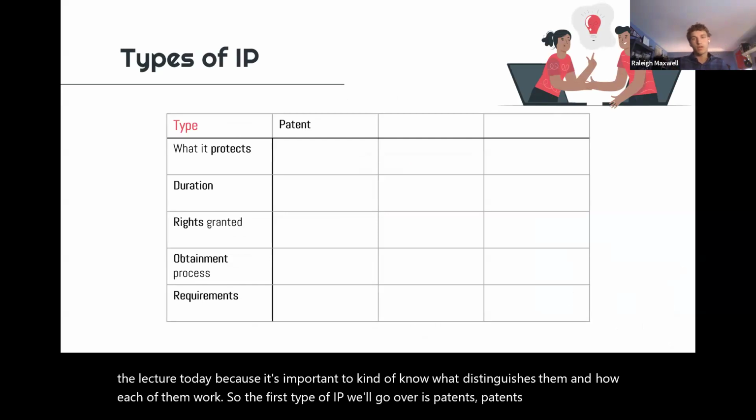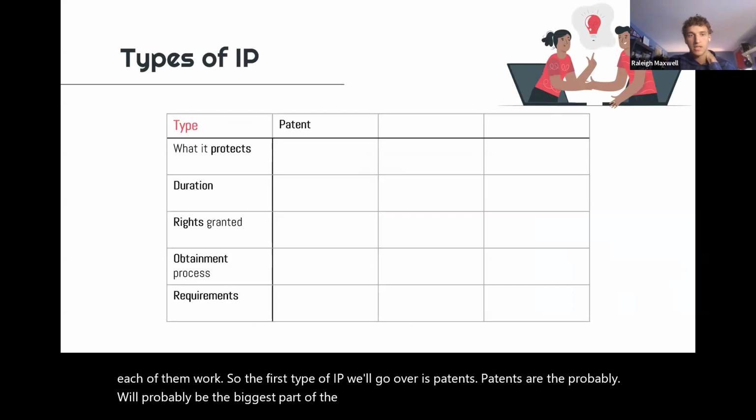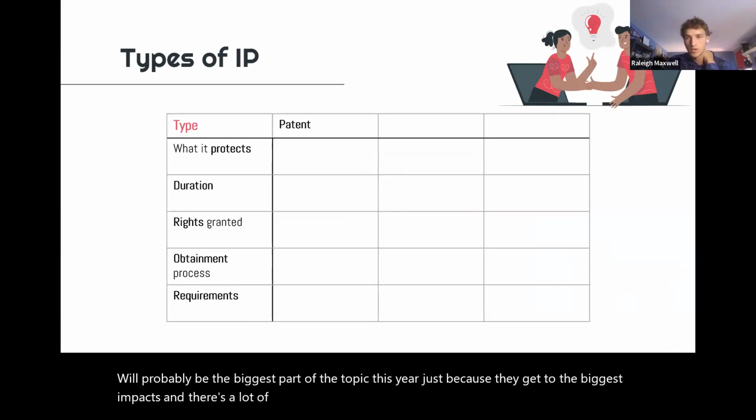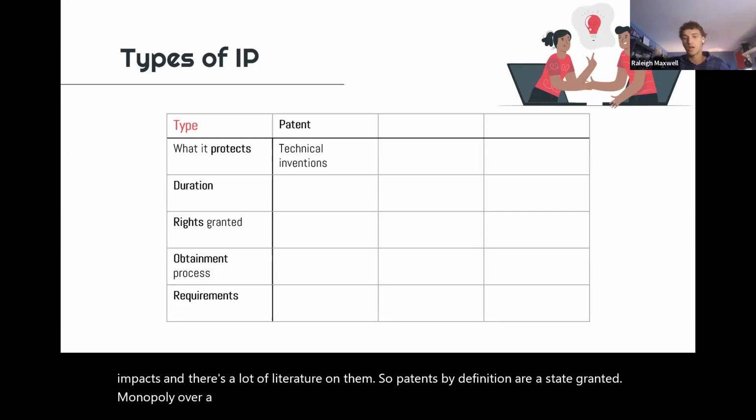Patents will probably be the biggest part of the topic this year, just because they get to the biggest impacts and there's a lot of literature on them. So patents, by definition, are a state-granted limited monopoly over a technical invention, a product, or a process.